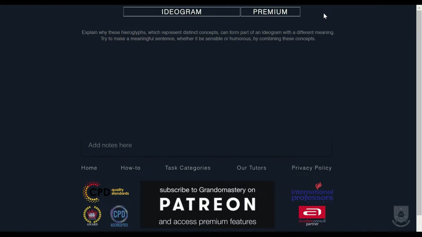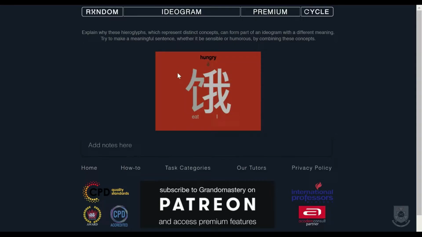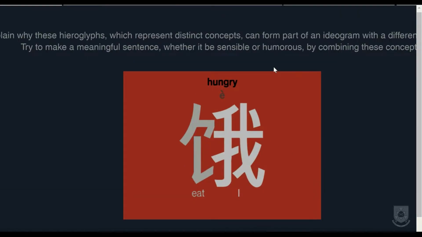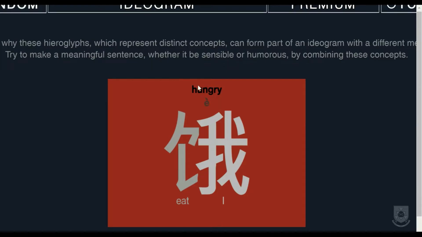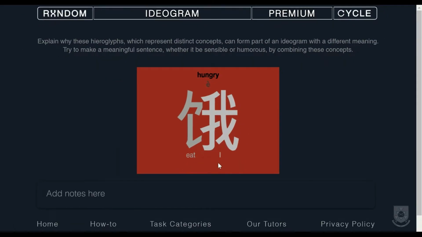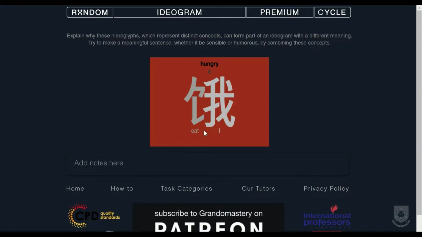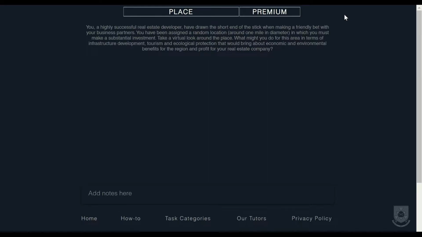Ideogram. Well, as you know, there are usually several hieroglyphs that may form one ideogram. For example, here we have I eat, and it means hungry, and you have to explain why eat plus I equals hungry. Well, I suppose I exist, therefore I eat, and if I don't, then I'm hungry. And also I eat, and what I eat is what I am, and if I eat little, then yes, I'm hungry. But there should be a nice explanation, certainly.